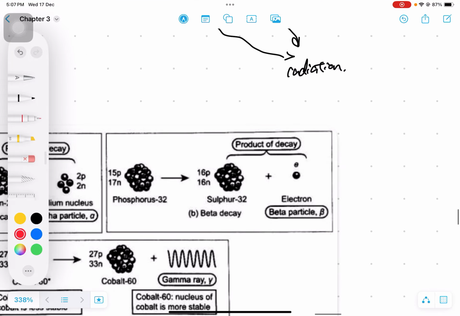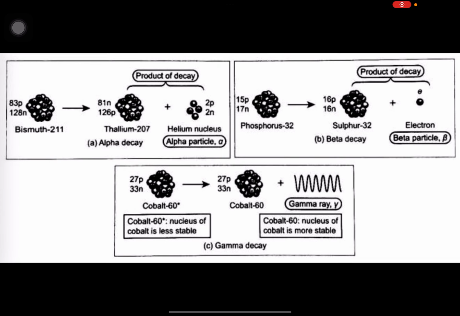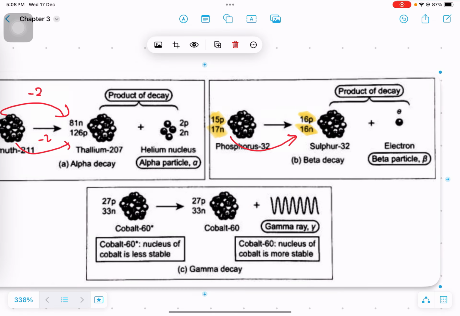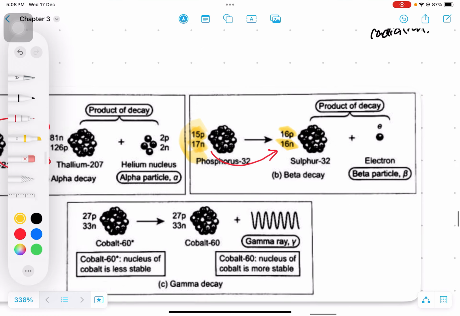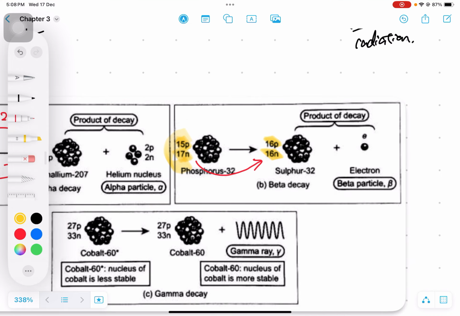For beta, it has 15 proton, 17 neutron. So the neutron will minus 1 because a neutron comes out, so it becomes 16. And the proton will be plus 1, so it becomes 16. Okay, so it's actually 32 and 32, the same mass number but a different element because of the proton number, and it releases an electron. So the neutron is actually converted into one proton and one electron. The proton goes back and the electron comes out.